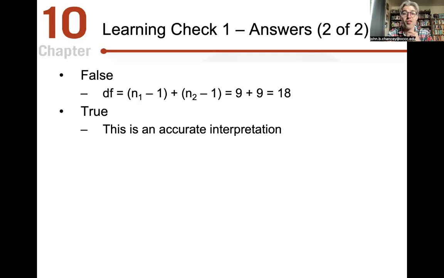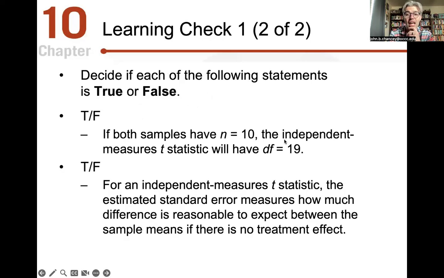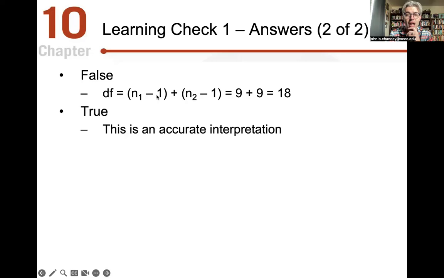Okay. First one is false. The degrees of freedom formula for the independent samples, remember, is n1, so that's sample one minus one, plus sample two minus one. So if they both had 10, we would be going 10 minus one, that's 9, plus 10 minus one, that's 9. Add those together, that's 18. So it wouldn't be 19, it would be 18.